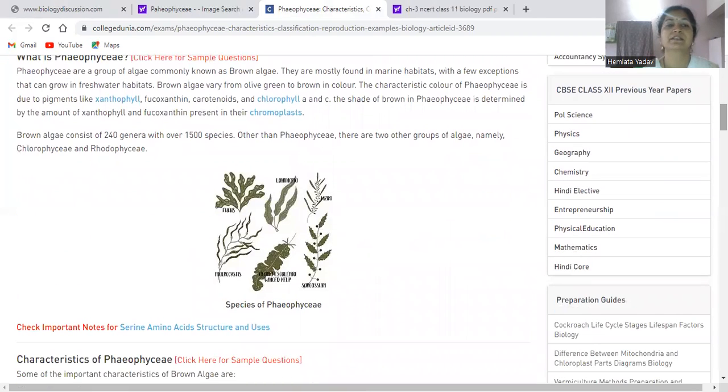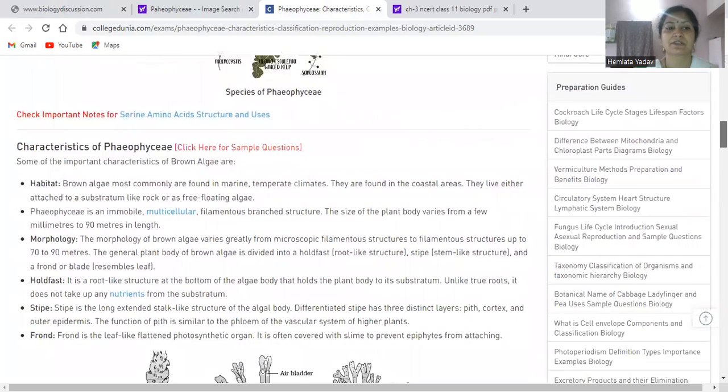Phaeophyceae are a group of algae known as brown algae. They are mostly marine. A few exceptions grow in fresh water. Brown algae have different pigments: chlorophyll a and c, and they also have xanthophylls. In the chromoplast, the main primary pigment they have in large amount is fucoxanthin, which is brown in color, giving them a brownish appearance.